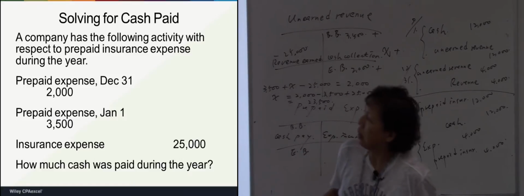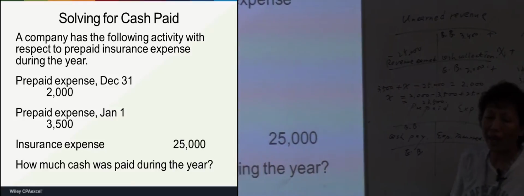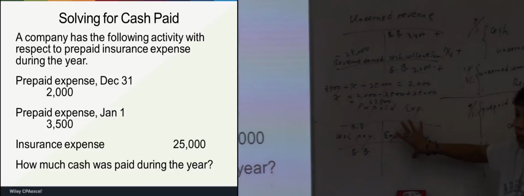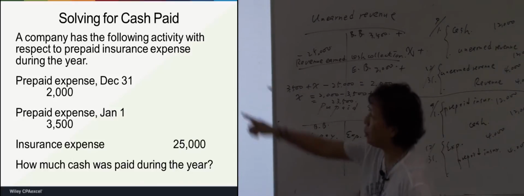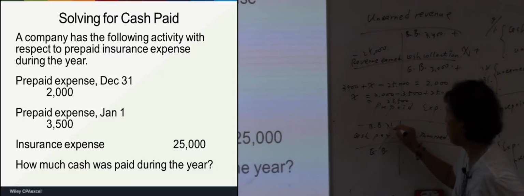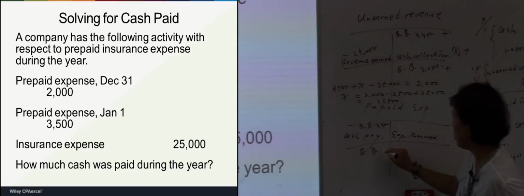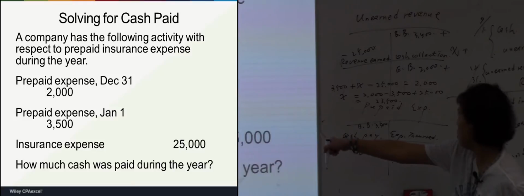Okay. A company has the following activity with respect to prepaid insurance expense during the year. Prepaid insurance, so should we use this T account? Yes, prepaid expense. The beginning balance is 3,500, so we put 3,500 here, right? Ending balance is 2,000, so we put 2,000 here. And insurance expense is 25,000.